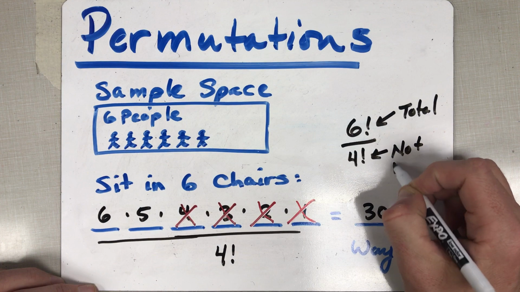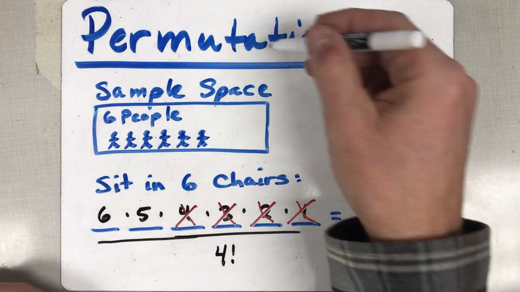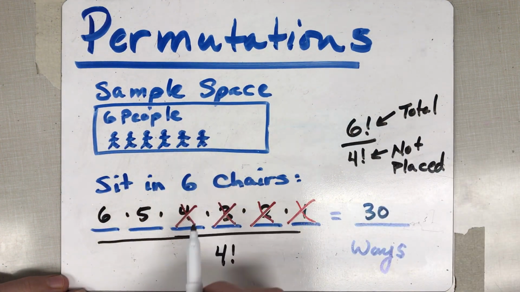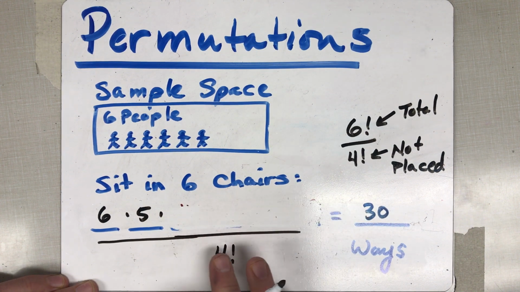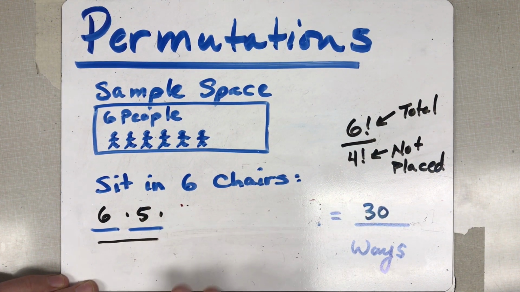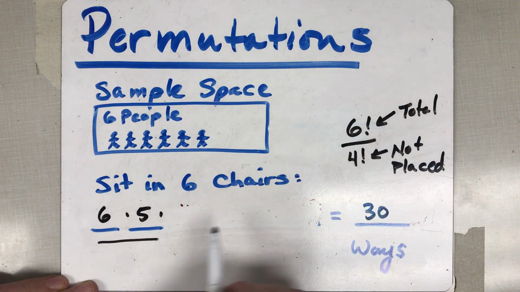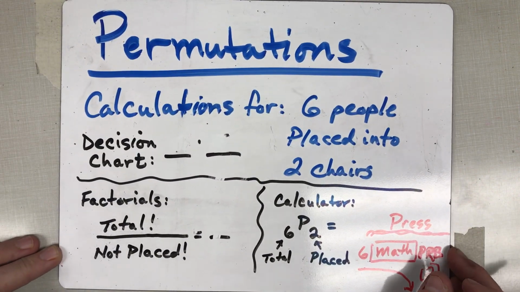Not placed. So if you're taking notes, this would be a good time to write down what a permutation calculation with factorials would look like. You just take however many total things you have. If there's not all those there, I'm going to wipe these out right here. Then I would take 6 factorial over 4 factorial, and then you just have to figure out this. There were 4 people that didn't get to sit down, so therefore this total in your calculator will work out to 30 ways.